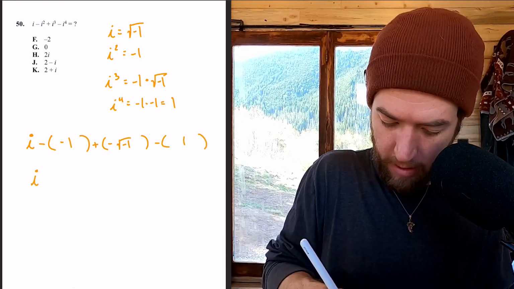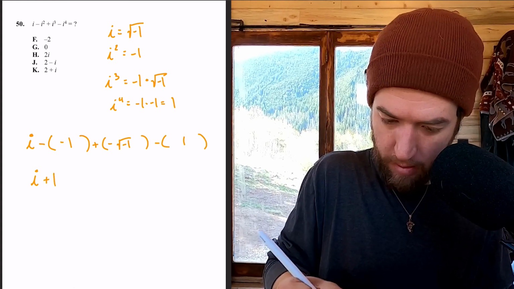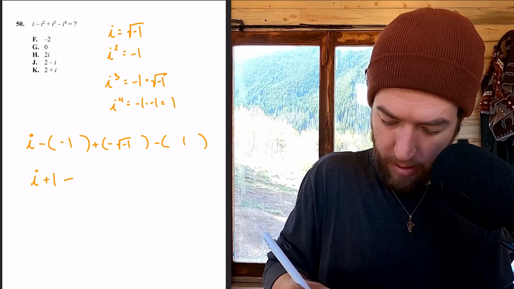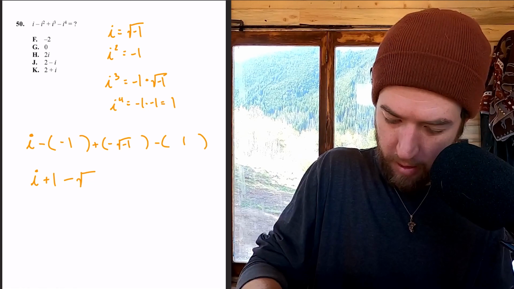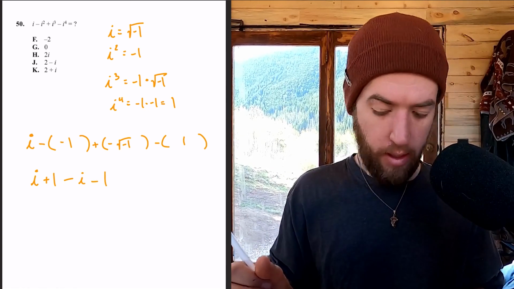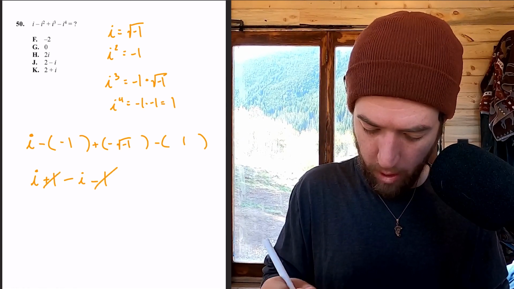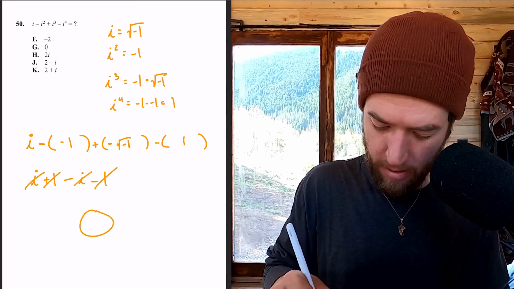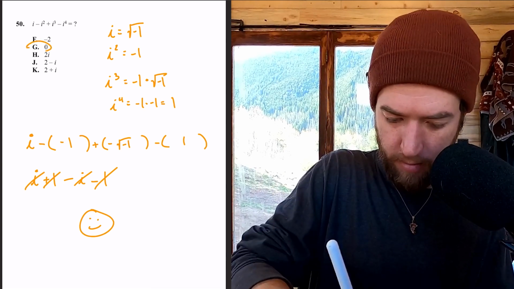So we have i plus 1 minus root negative 1, or I'm just going to call that i. Minus i, minus 1. Wait a second. 1 minus 1, i minus i. I think it's just 0. On to the next.